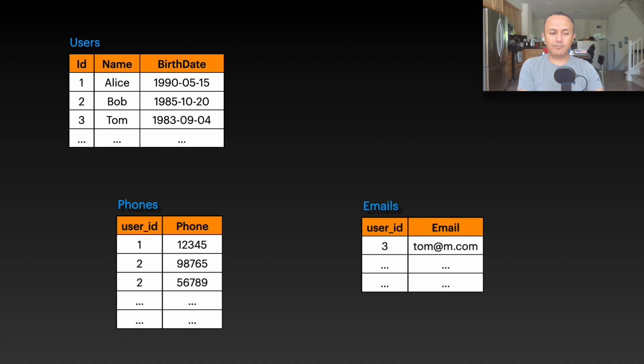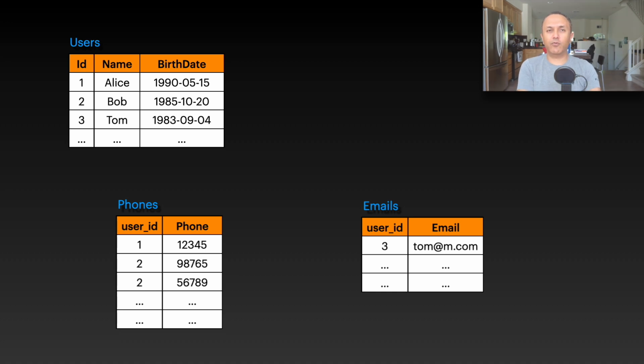We can split it, and we say the phone numbers are going to be in a separate table, emails are going to be in a separate table. This will allow some users to have phone numbers, some users to have more than one, some users to have none, and so on. Same thing with emails. And of course, we're using the user ID to reference. So you can see user number 1 has one phone number, which is Alice. User number 2, that's Bob. He has 2 phone numbers. User number 3 does not have any, and so on and so forth.